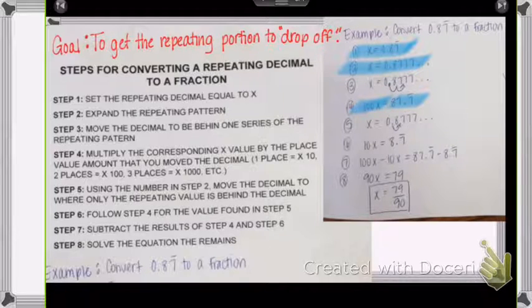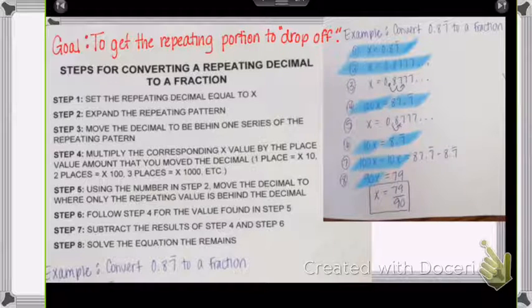We then go back to that original decimal that we expanded. And we move our decimal again to where all of the repeating pattern and only the repeating pattern is left behind the decimal, which means we want our number to look like 8.7 repeating. Because we did have to move our decimal to the right one place from the original number, we multiplied by 10. Now we subtract the results from 4 and 6, meaning 100x minus 10x gives us 90x.